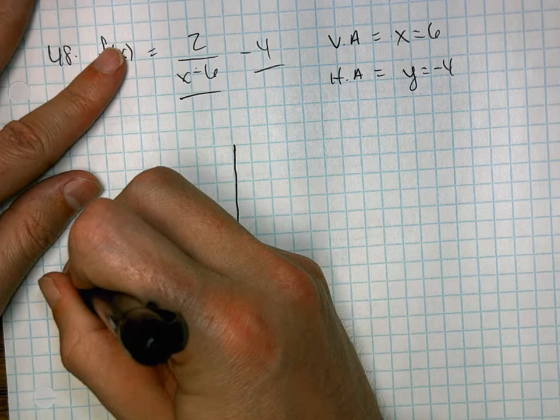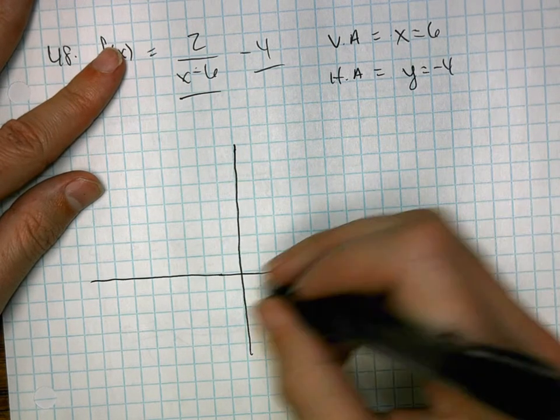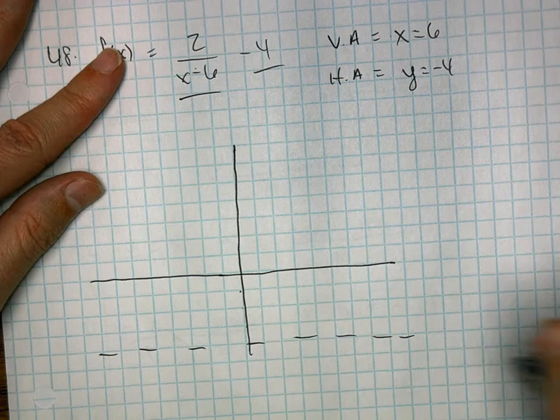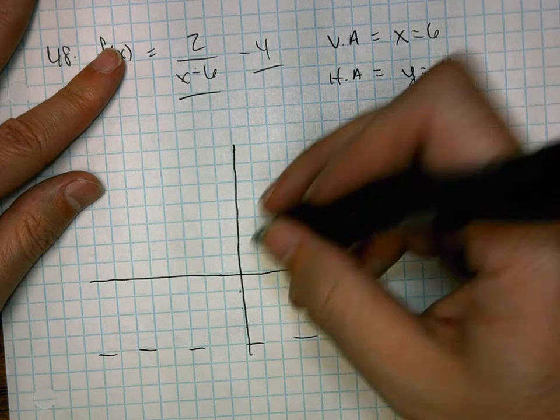So 1, 2, 3, 4. Here's our horizontal asymptote. Vertical is at 1, 2, 3, 4, 5, 6. So here's the vertical asymptote.